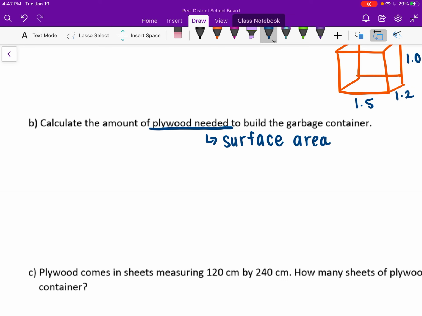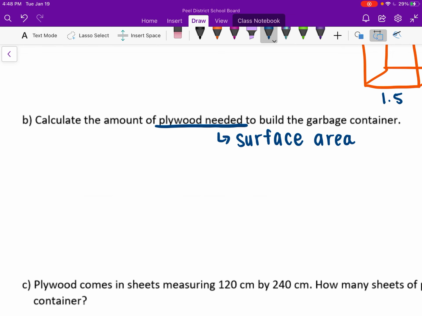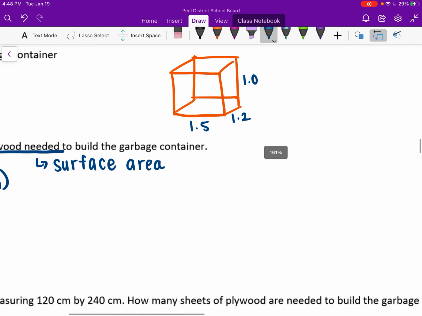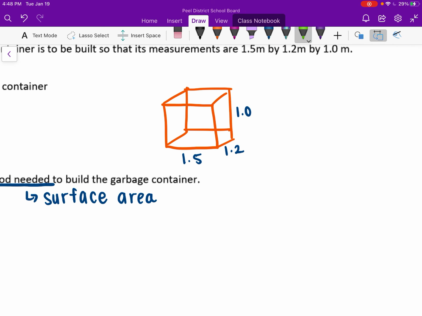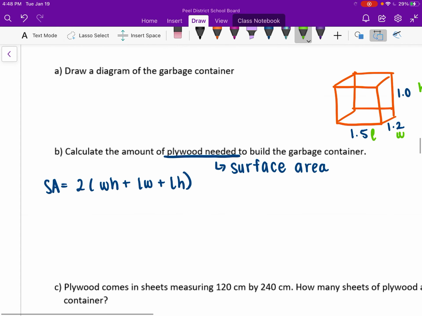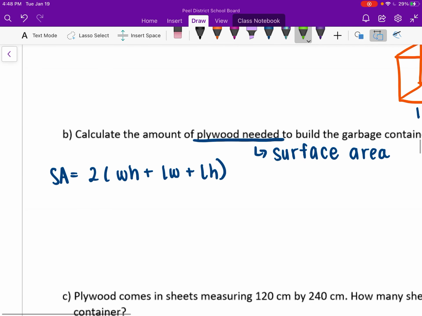Let's go back and look at our equation. This is a rectangular prism, so our surface area is going to equal 2 times width times height plus length times width plus length times height. So let's define what's what. I'm going to say length, width, and height. In theory, whichever way you label it should give you the same amount. Oops, I'm just going to go back and change this.